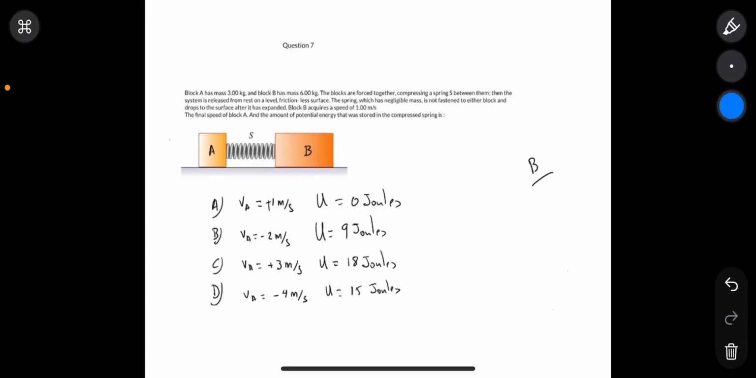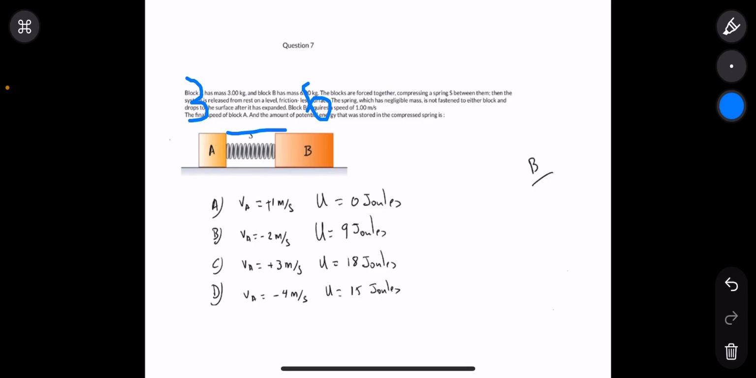Okay, so we're looking at a problem. Sorry, before I even start off reading my notes: block A has a mass of 3 kilograms, so this is 3, and then we're looking at 6 kilograms for this box. It mentions there's a spring, so we're working on another spring force problem, and the system rests on a level and frictionless surface.